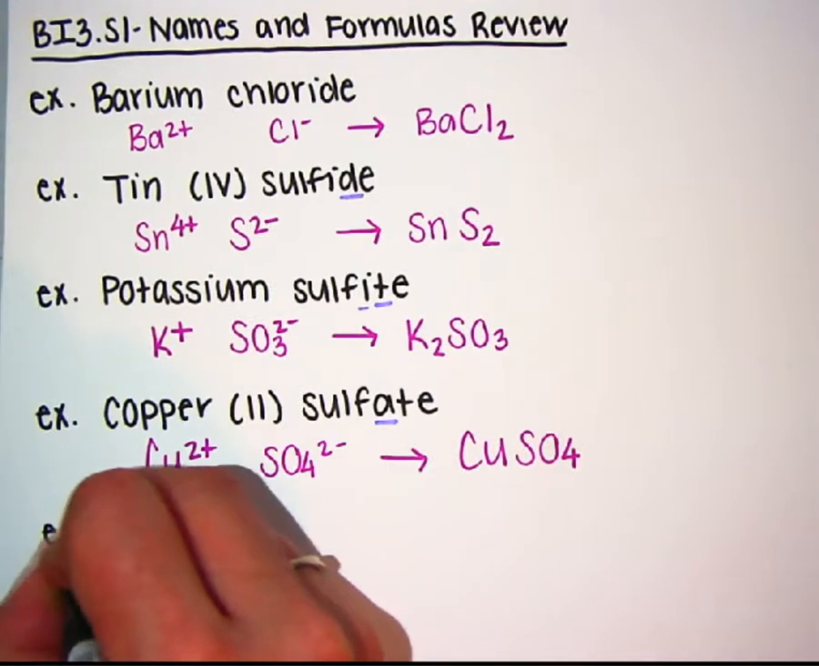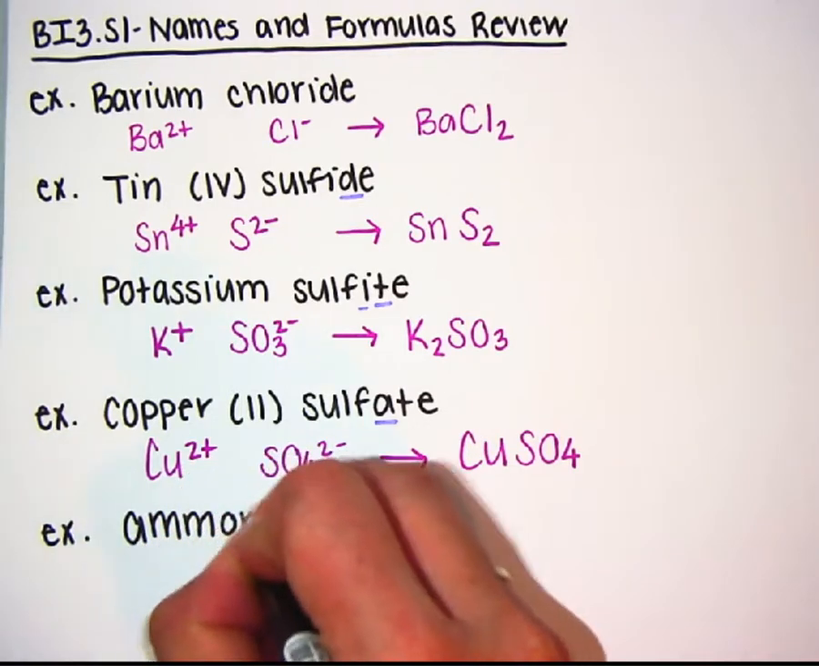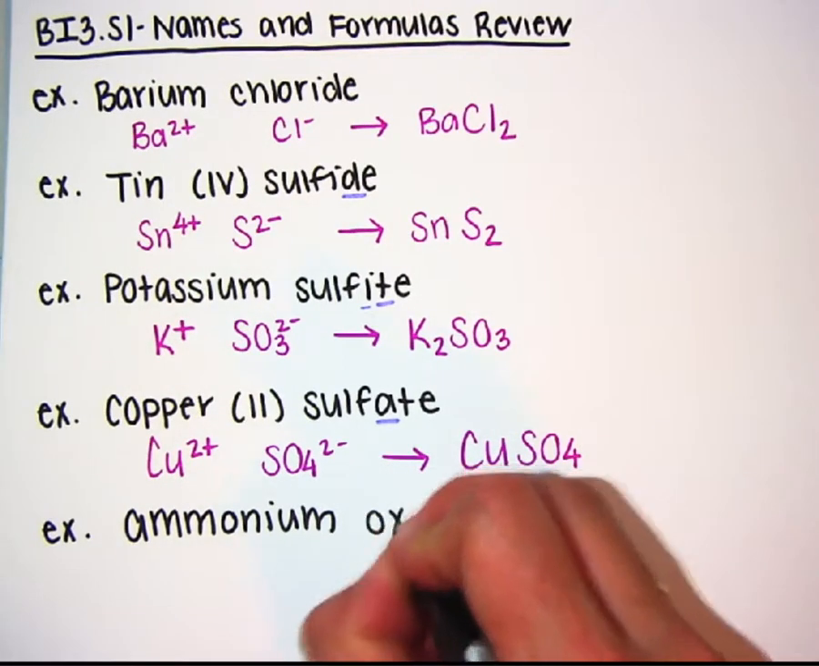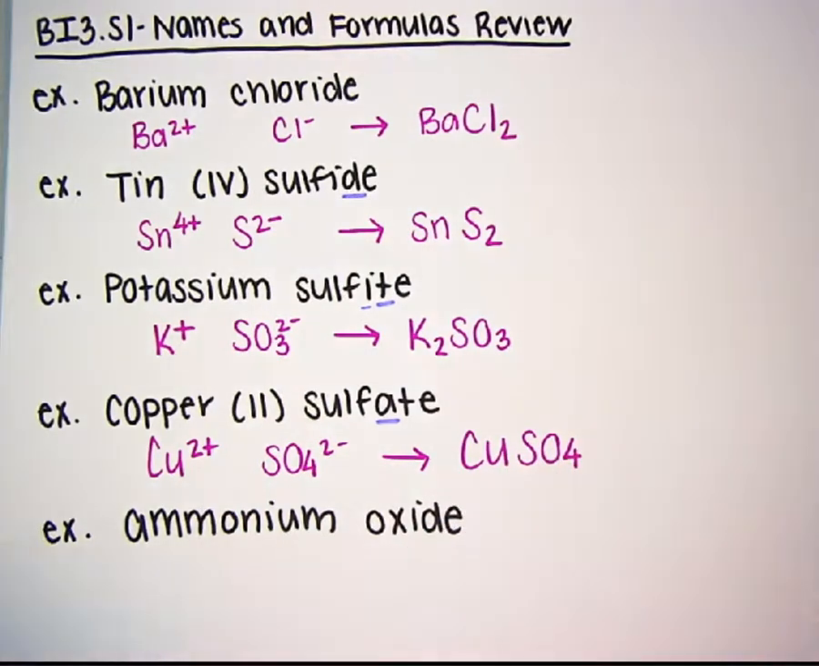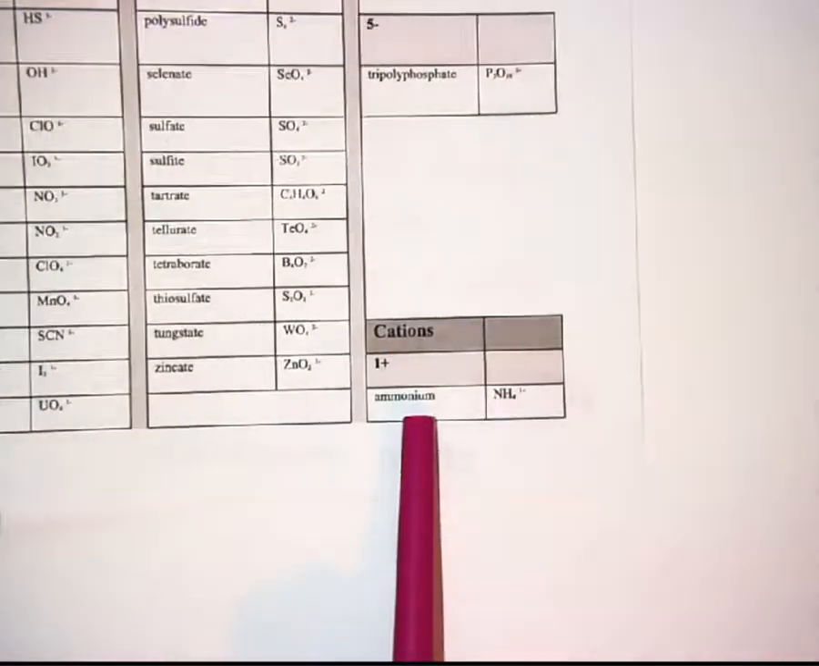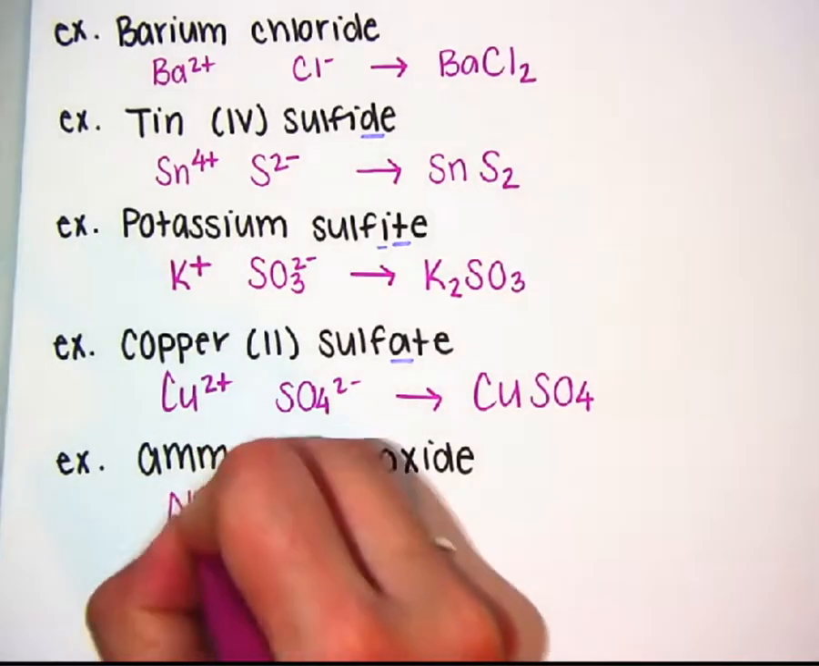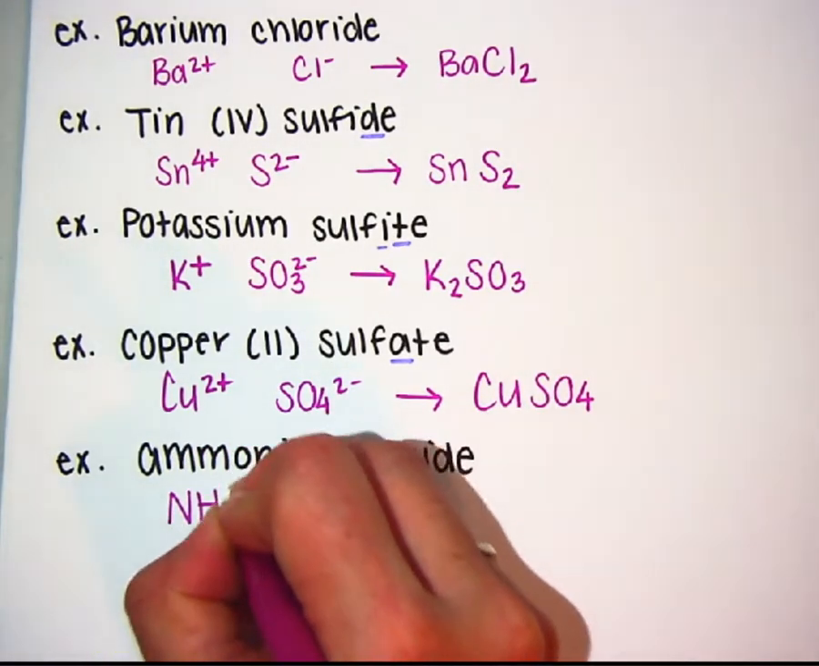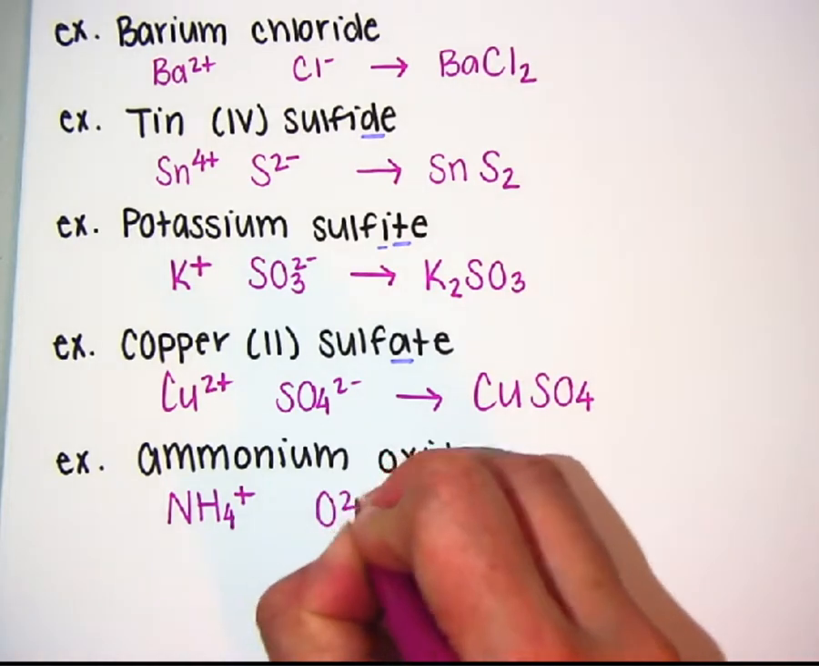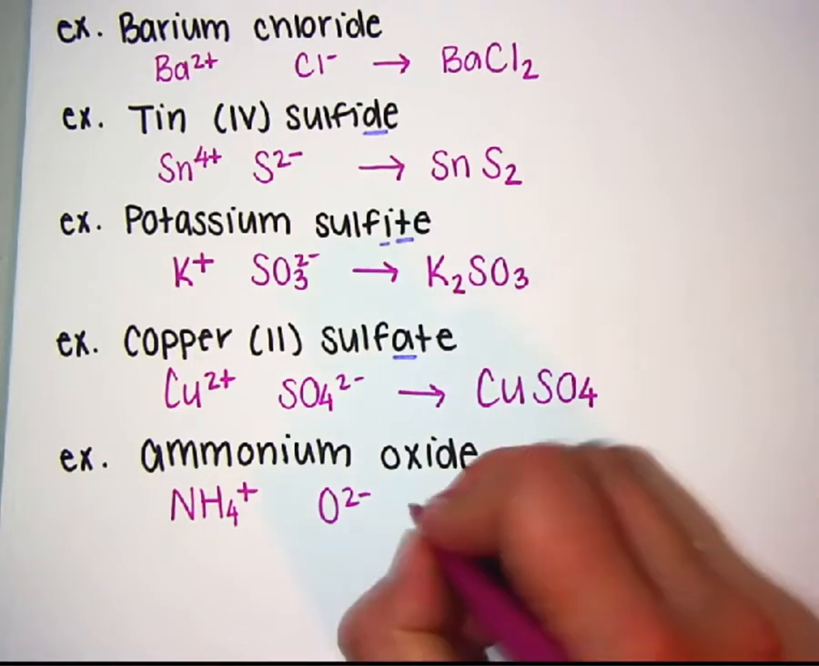Let's do 2 more. Let's do ammonium oxide. Ammonium is the only positive polyatomic ion that we really use. It is NH4 1+. Oxide, IDE. That means it's going to be oxygen. If I have oxygen and I drop the ending and add IDE, oxygen becomes oxide.